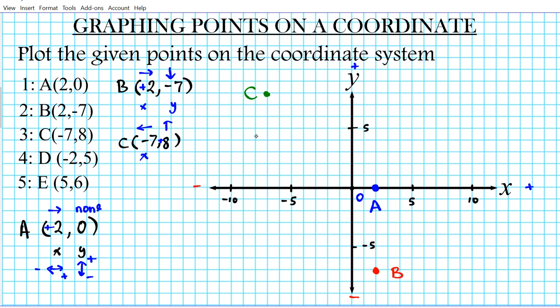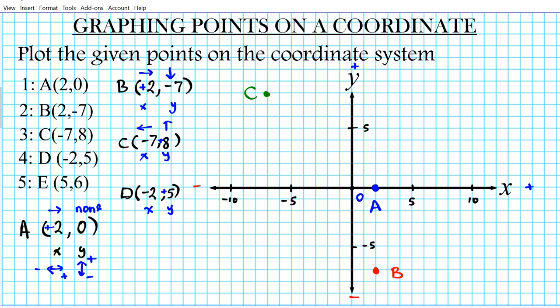All right, moving right along. Point D. So for point D, we have the coordinate -2, 5. So remember, the one that comes first, just like your alphabet, is x, and the one that comes second is y. Y doesn't have any sign, so it's positive.